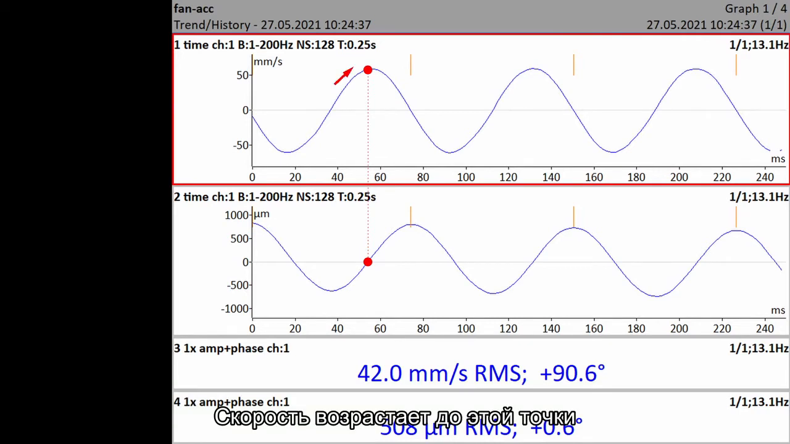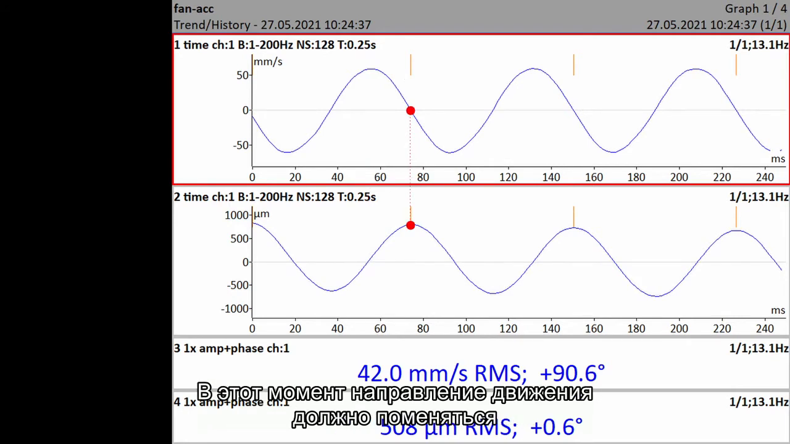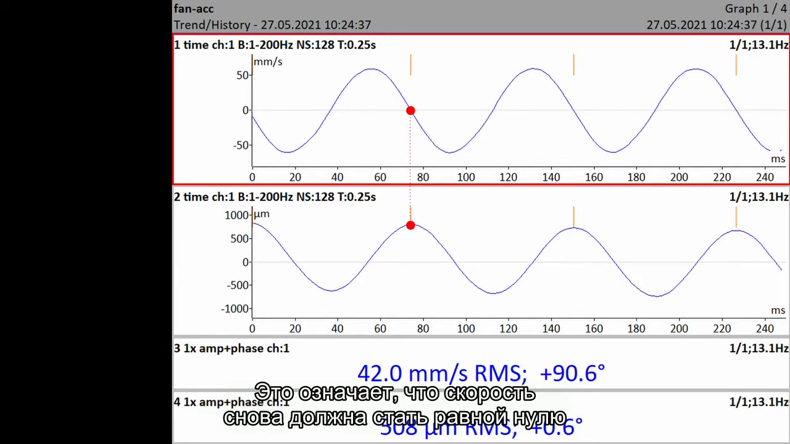It increased velocity up to this point. It means it accelerated. From this point, it must decrease the velocity. It means to brake. Why? It is clear. It must stop in this time. The movement must change the direction in this time. It means the velocity must be 0 again.